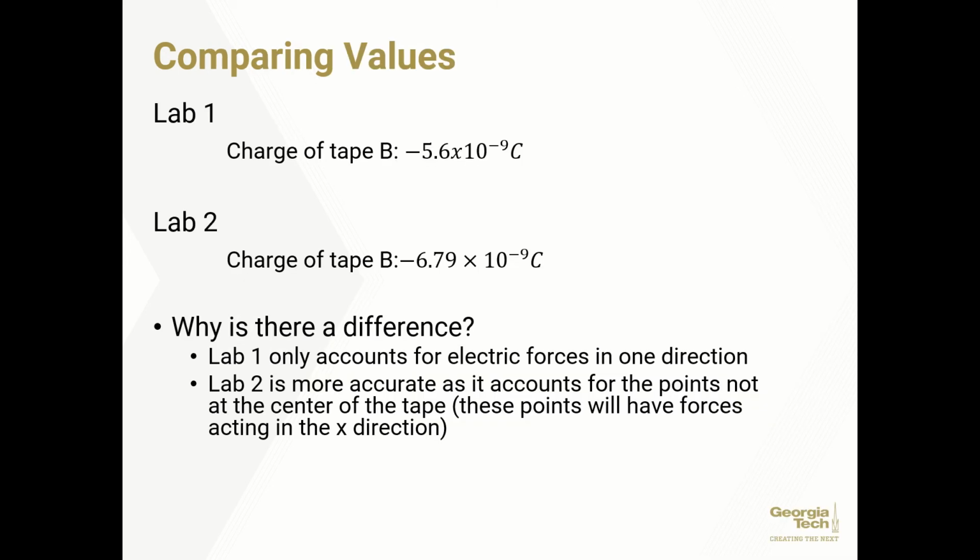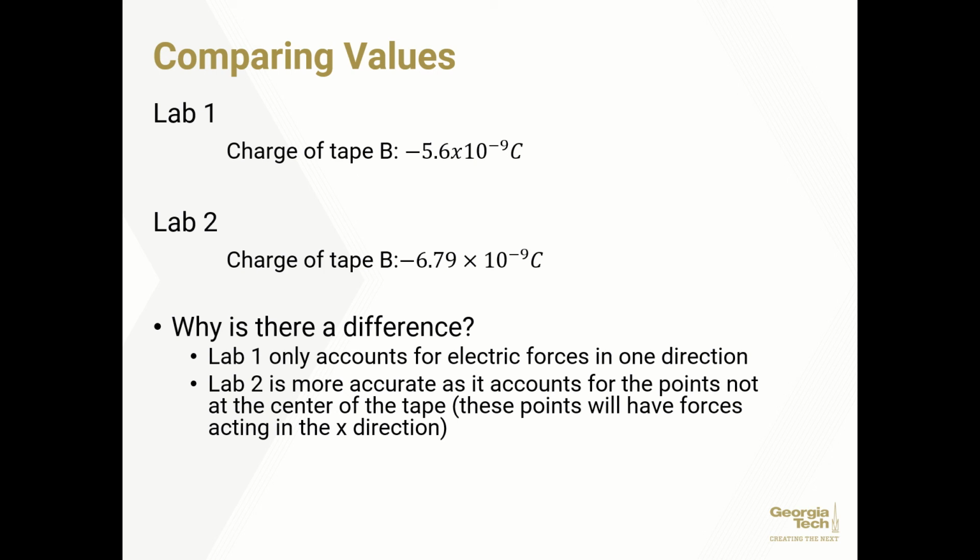So now let's look at those two charges that we got. Lab 1, negative 5.6 times 10 to the negative ninth coulombs, and Lab 2, negative 6.79 times 10 to the negative ninth coulombs. Now, why is there a difference here? Well, Lab 1 only accounts for electric fields in one direction. It's modeling this piece of tape as one point. The weight is distributed along this tape, but this point charge is only at a singular point. It's not really accounting for that.